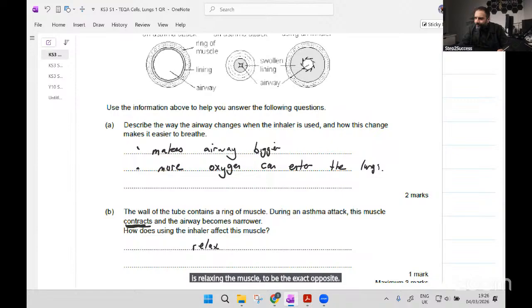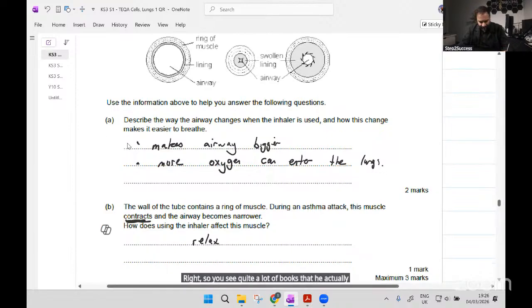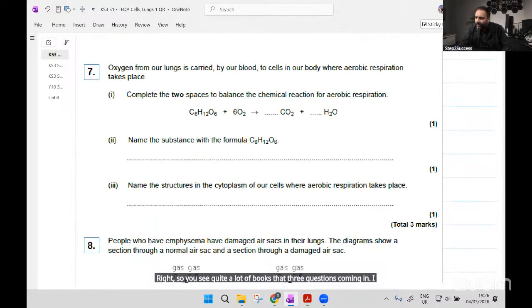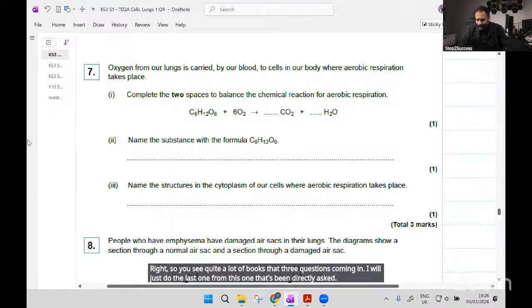Right, there seems to be quite a lot of booklet E. I've got three questions coming in. I will just do the last one from this one that has been directly asked. Nine.